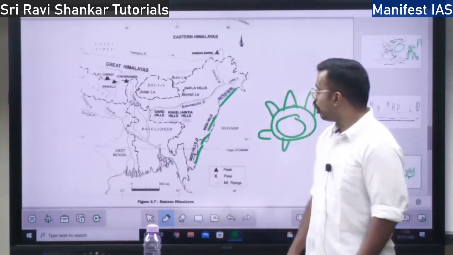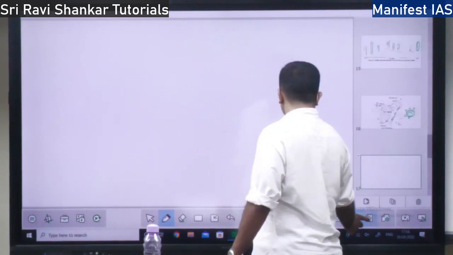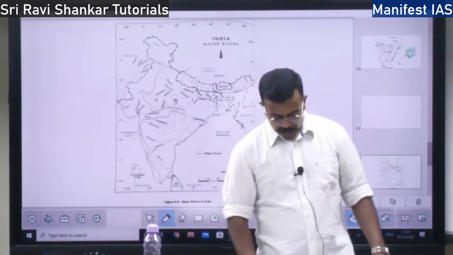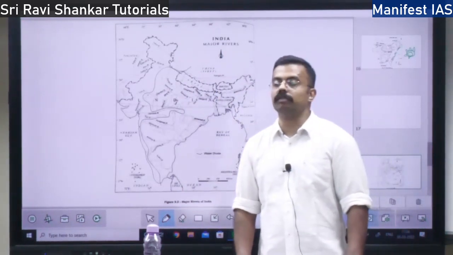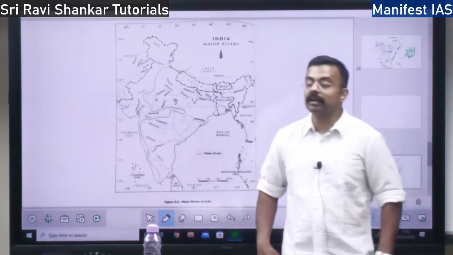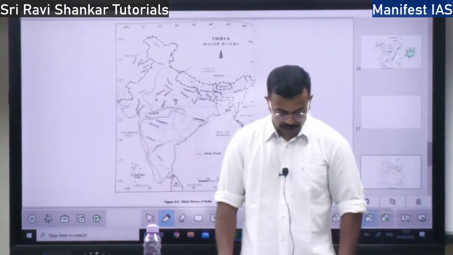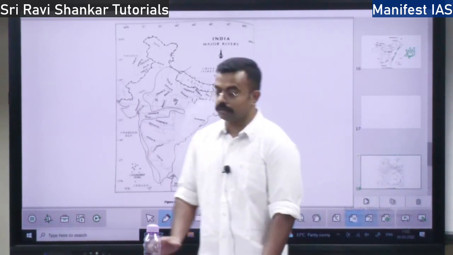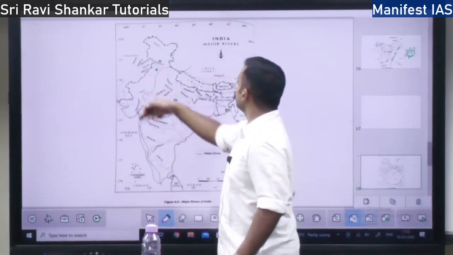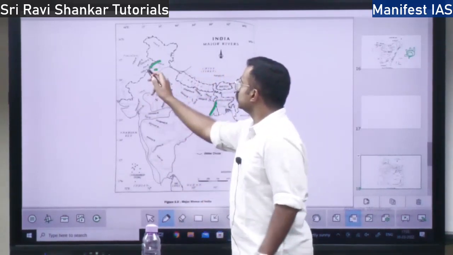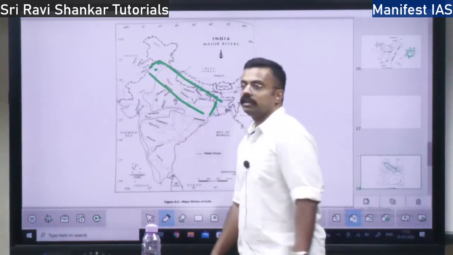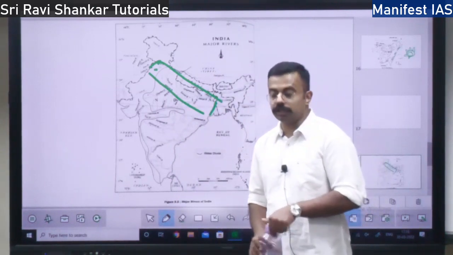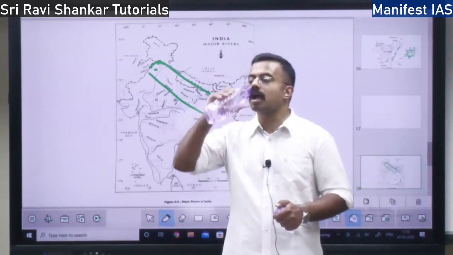Next, we will talk about the northern plain region. Yes, this is the northern plain region. The northern plain is made up of the Indus, Brahmaputra, and Ganga rivers' deposits, right? So this plain from east to west, how much does it measure? This region is the northern plain, right? So what is the length of the northern plain? It is 3,200 kilometers east to west.